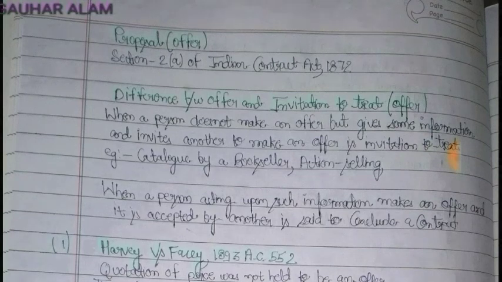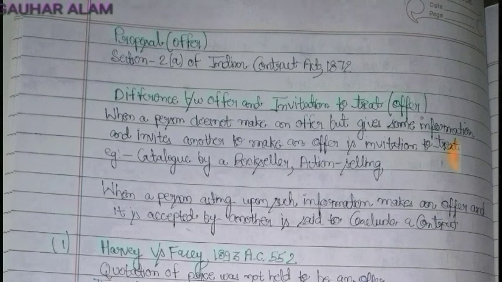So the word proposal has been defined under Section 2 of the Indian Contract Act 1872, which says that when one person signifies to another his willingness to do or to abstain from doing anything with a view to obtain the assent of that other to such act or abstinence, he is said to make a proposal.